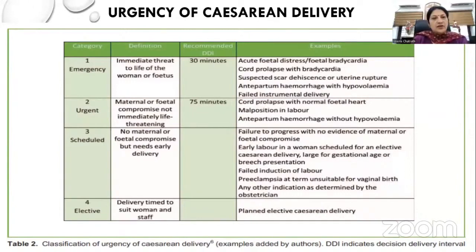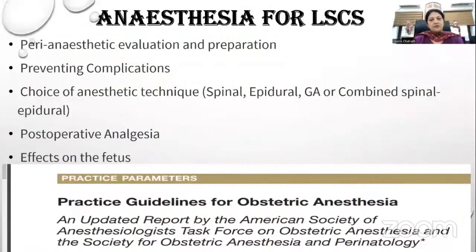Then the third category is scheduled cesarean delivery, where there is no maternal or fetal compromise but that needs early delivery. Examples are failure to progress with no evidence of maternal or fetal compromise, early labor in a woman scheduled for an elective cesarean delivery, large for gestational age or breech presentation, failed induction of labor, preeclampsia, or any other indication as determined by the obstetrician. Then the fourth category is elective cesarean delivery, where the delivery is timed to suit the women and staff. This is the planned elective cesarean delivery.